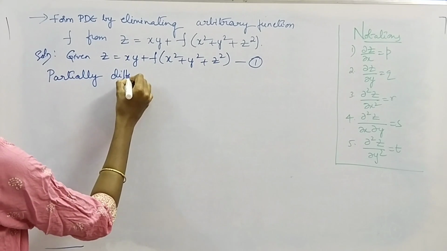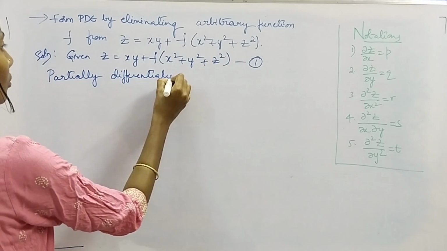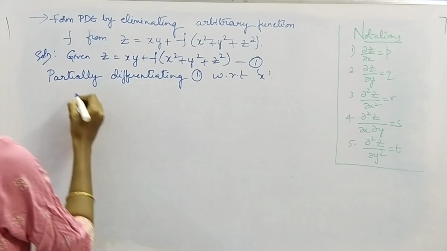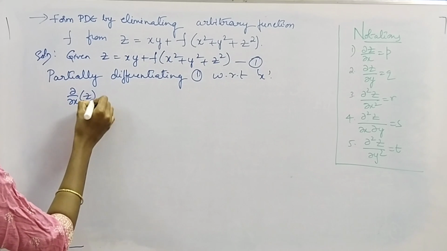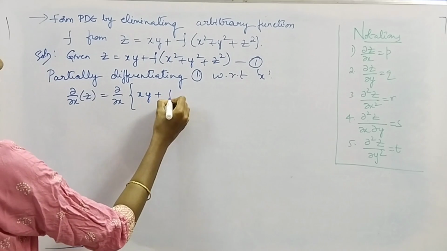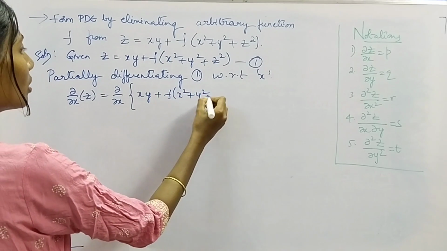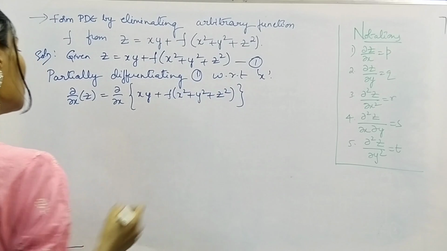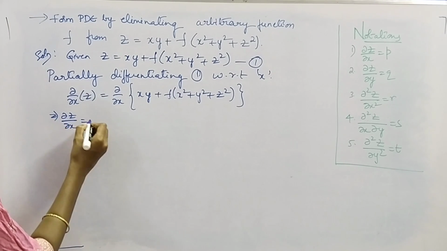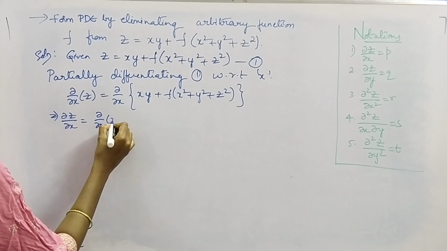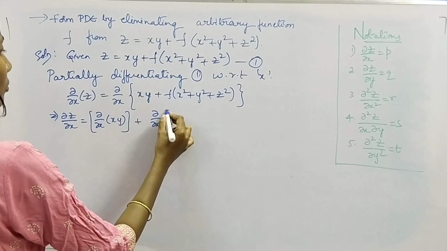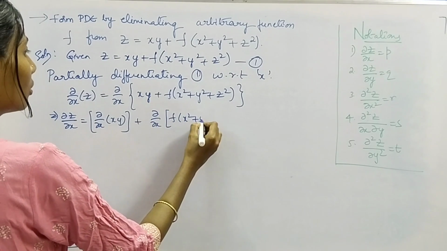Partially differentiating 1 with respect to x. Just apply dou by dou x on both sides of 1. Since we are partially differentiating with respect to x, we'll treat y as constant here. And also we know that z is a dependent variable where x and y are independent variables. This gives us dou z by dou x equal to dou by dou x of the first term plus dou by dou x of the second term.